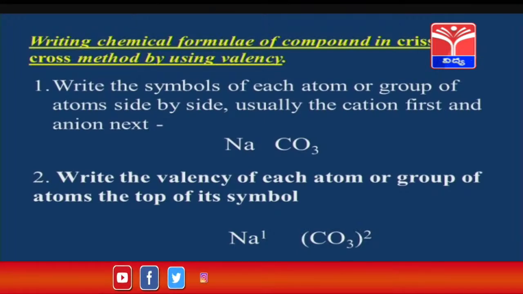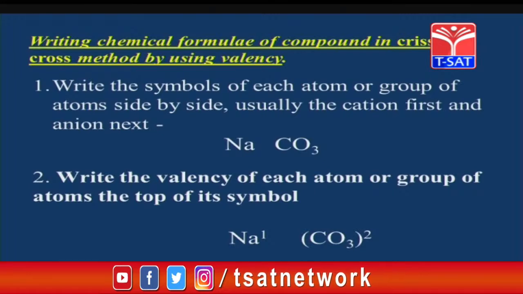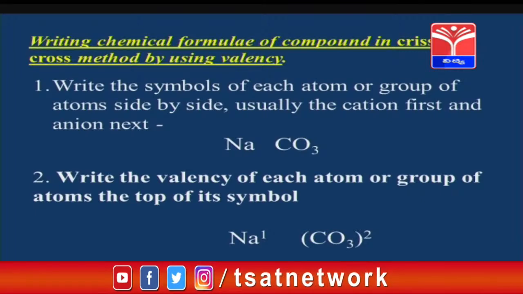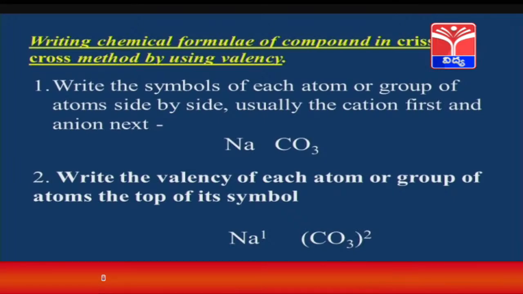If you consider the example sodium carbonate, in sodium carbonate the cation is sodium and the anion is carbonate. Sodium symbol is Na and carbonate symbol is CO3. First of all we have to write the cation, then the anion. So, Na CO3, then write the valency of each atom or group of atoms at the top of its symbol. So, at the top of the symbol we have to write the valency of sodium and the valency of CO3.